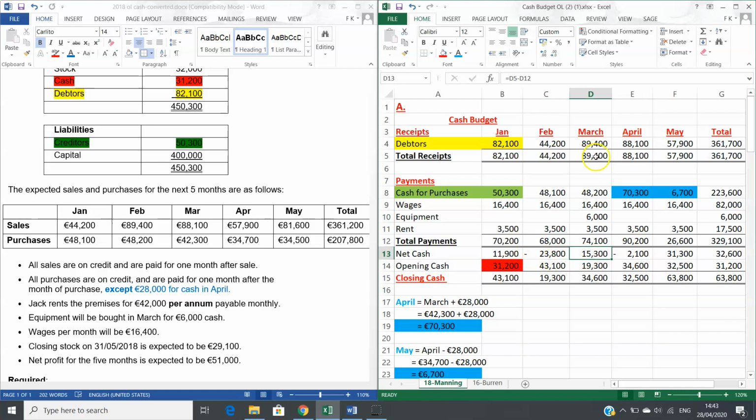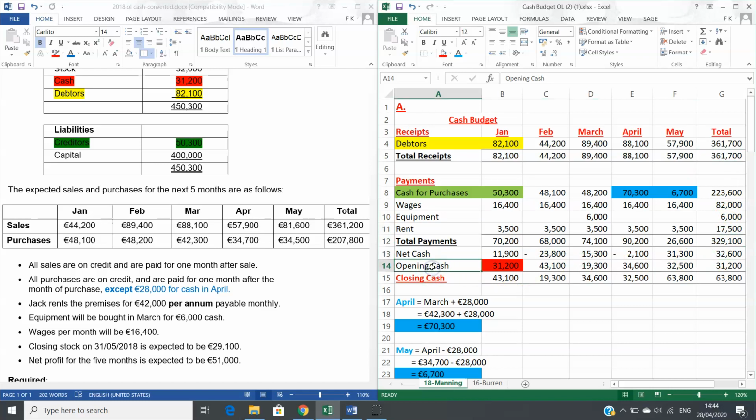March, 89,400 minus 74, which gives you 15. 88,000 minus 90. So you can see again a minus 2,100. So 57,900 minus 26 gives you 31. And do the same thing in the total column. 361 minus 329 gives you 32,600.